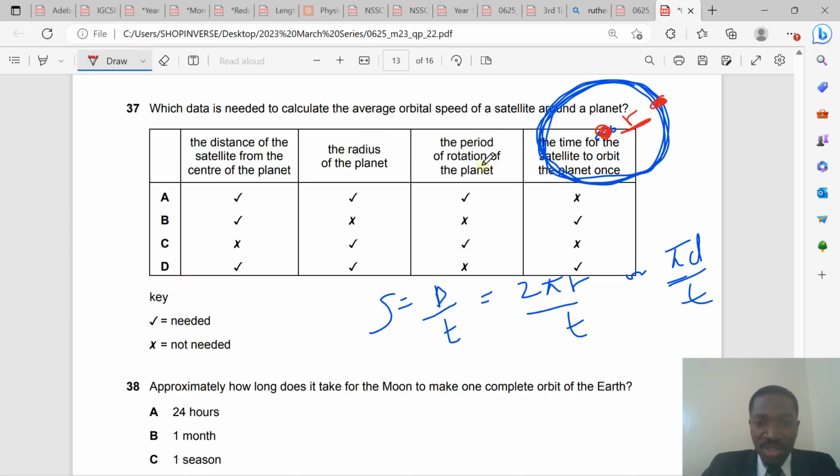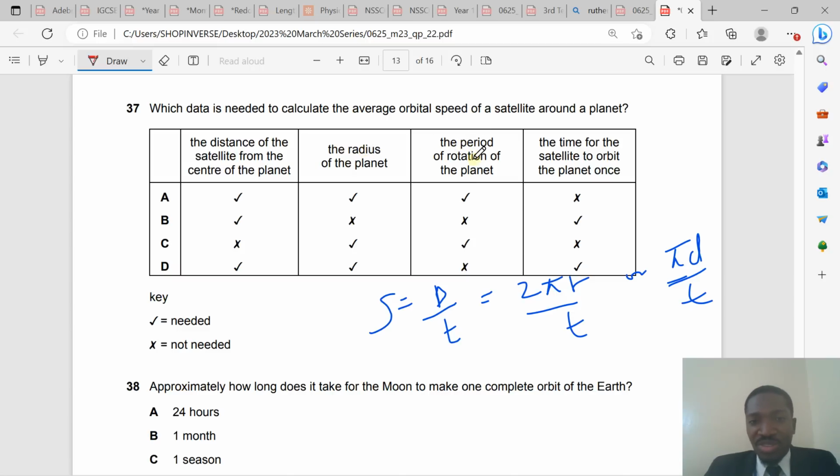The period of rotation of the planet. And let's see what we have here. Let me just erase this so we can see this clearly. And the last one here is what? Is the time taken for the satellite to orbit the planet at once. Yes, we need that time. That's the denominator here. So we need the time, we need the distance. We don't need the radius of the planet. And we don't need the period of rotation.